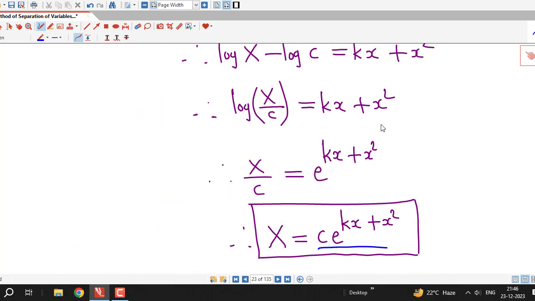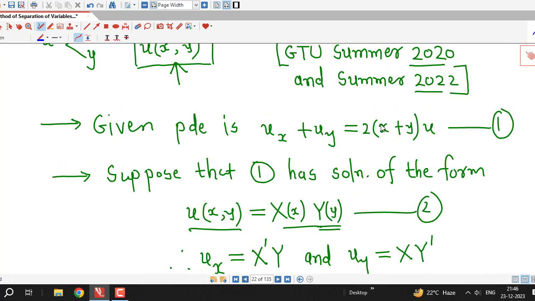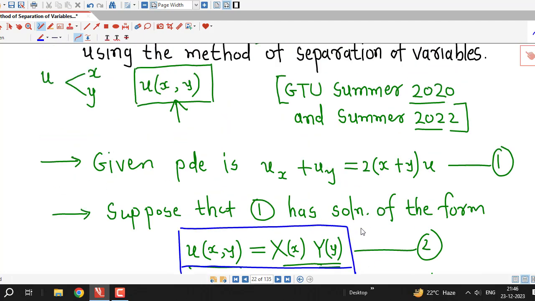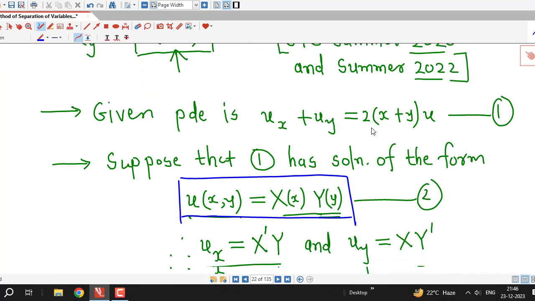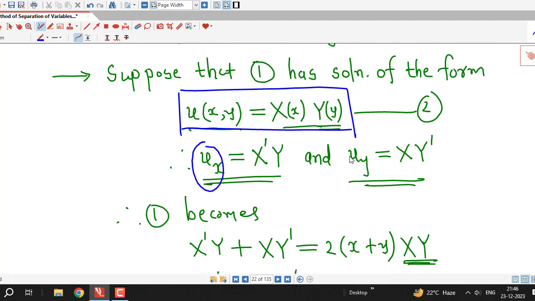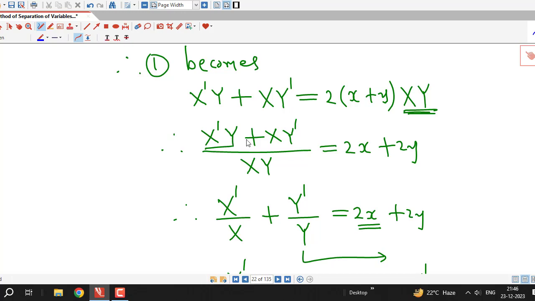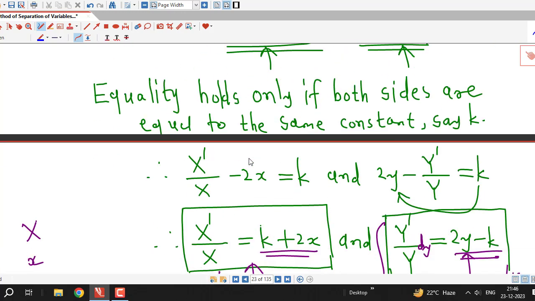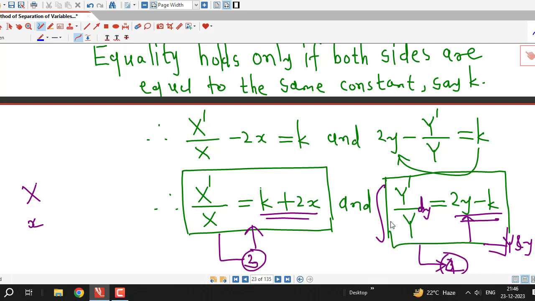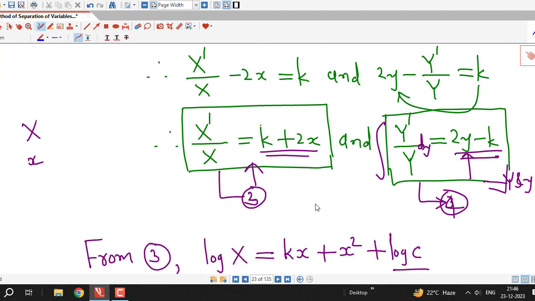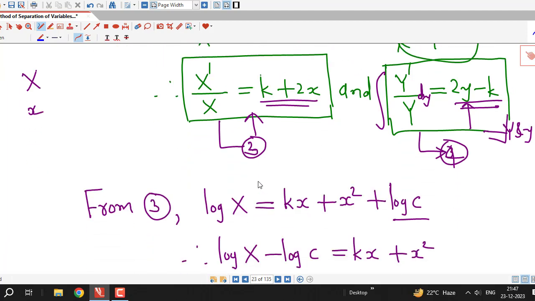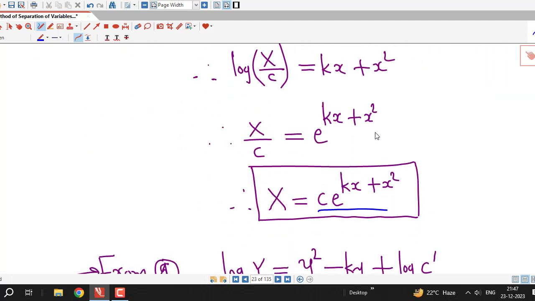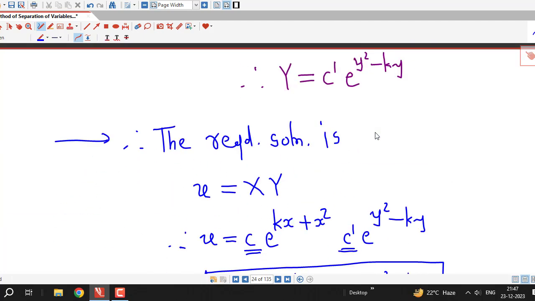So this is a very easy problem. You just have to start by the assumption that the equation has a solution in this form, product of functions of small x and small y, and then by substituting values of del u by del x and del u by del y, and by doing this procedure we obtain two first order ordinary differential equations in capital X and capital Y, which are separable again, so we can directly solve them by doing integration. And once we obtain capital X and Y, our required solution is the product of capital X and Y.